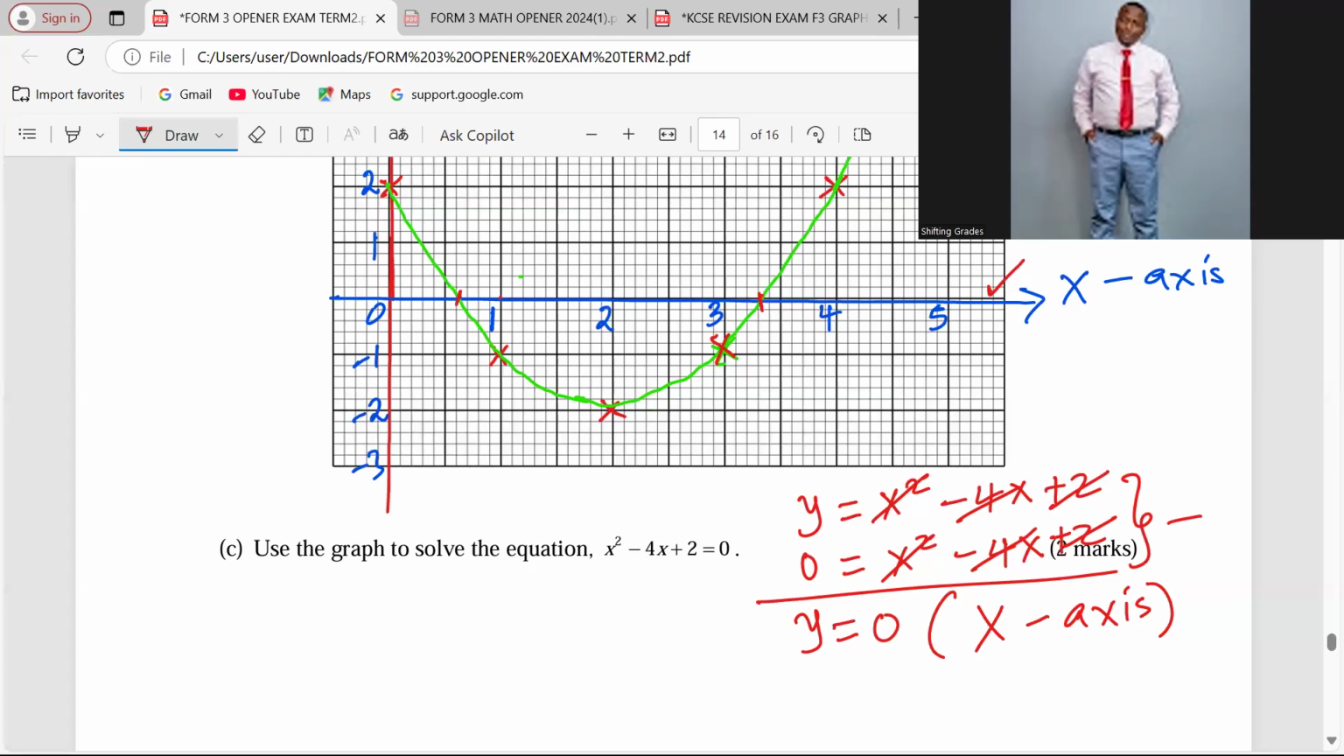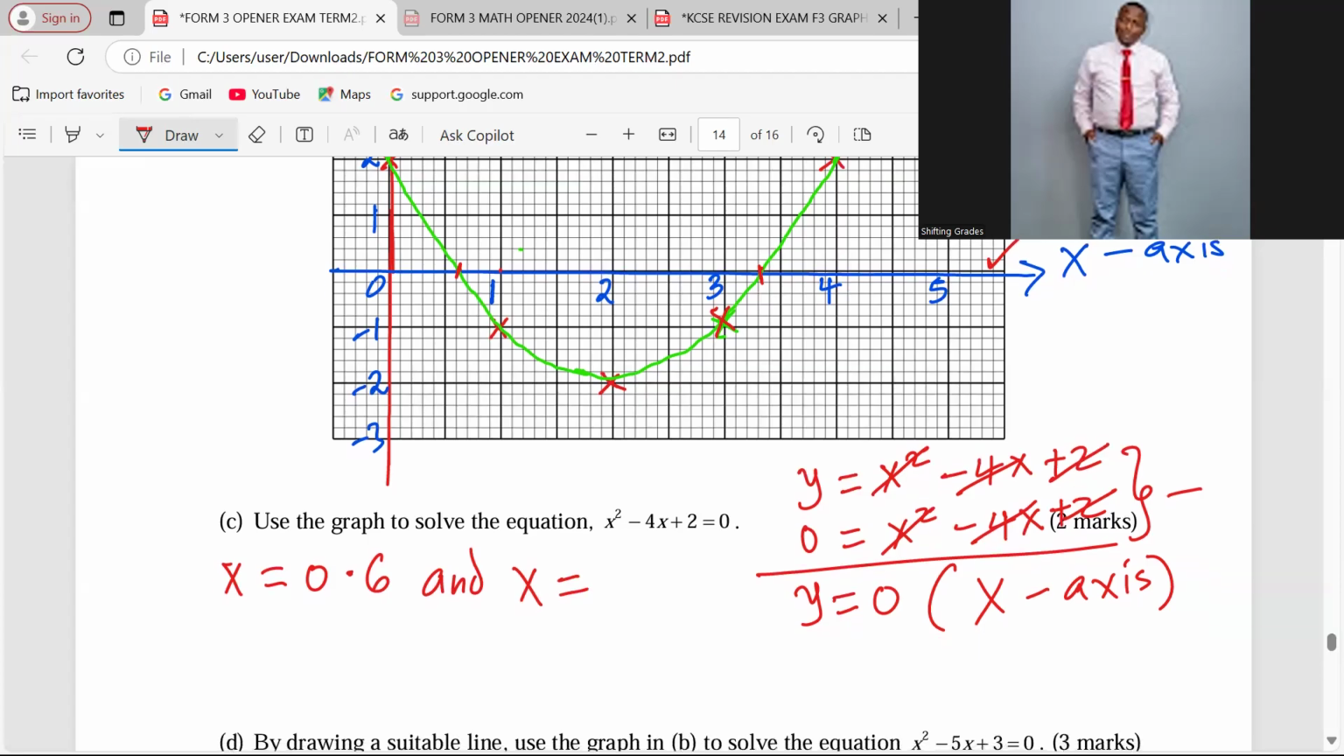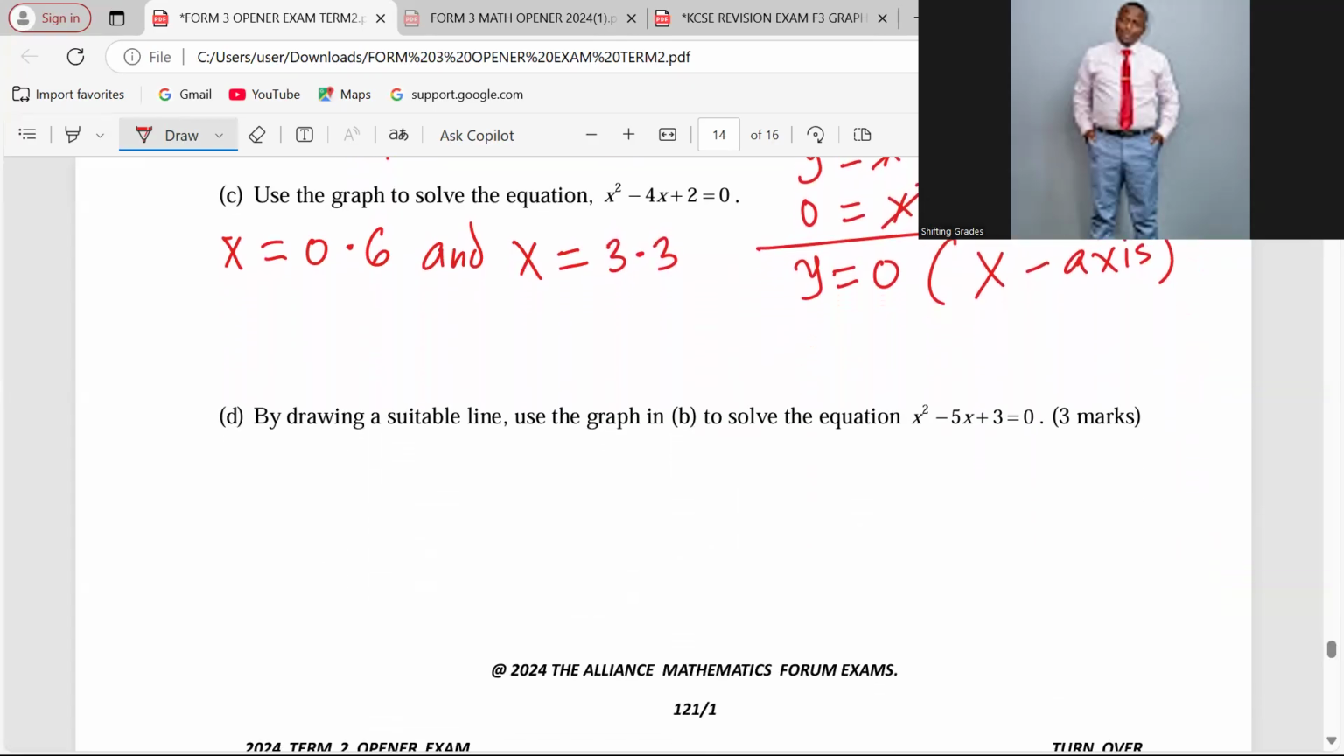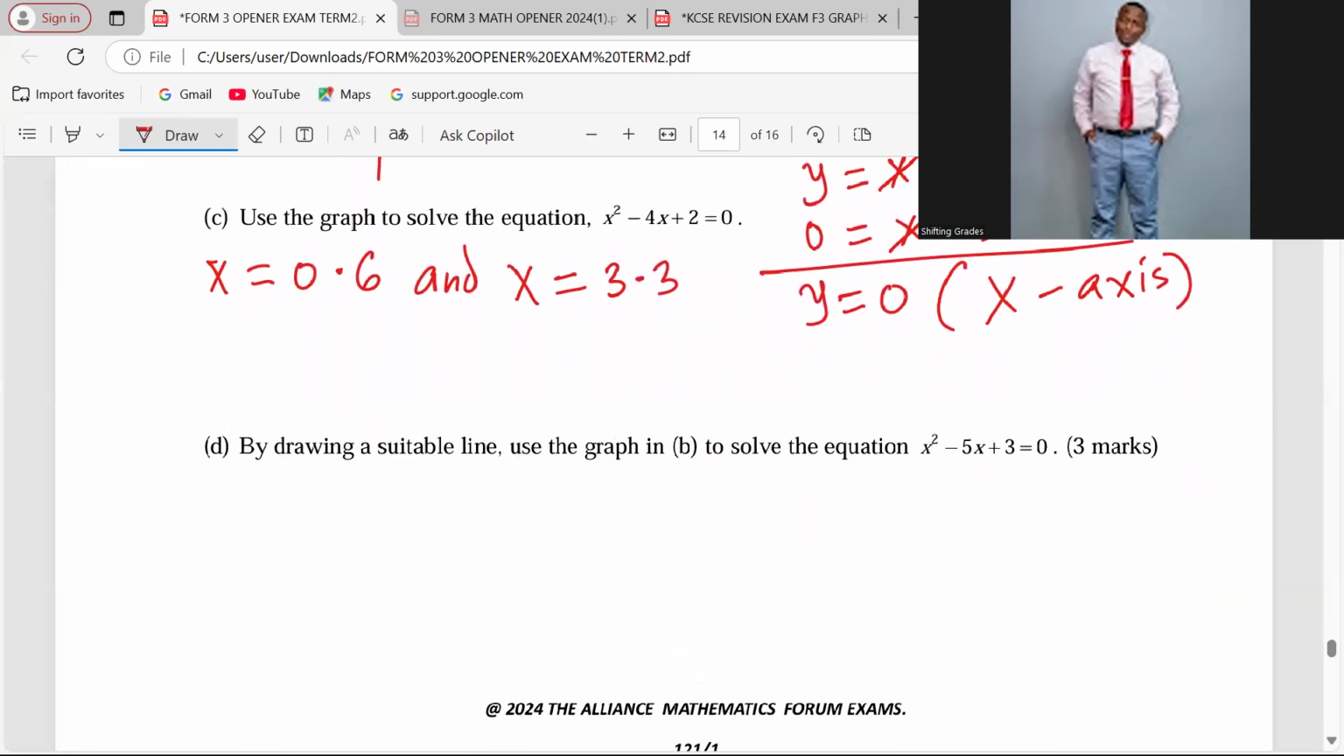So now we need to talk about 0.6 positive. And also, the value of x on the other side, I'm seeing 3.3. Yeah, exactly, 3.3. So that is how you're supposed to come up with a solution. And now we do the same for the other equation here.